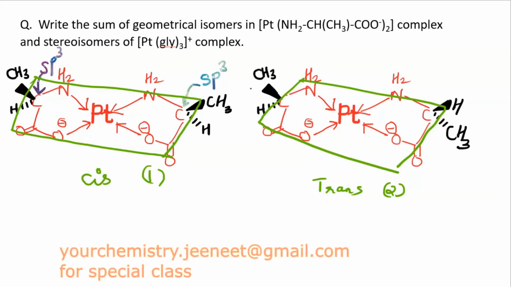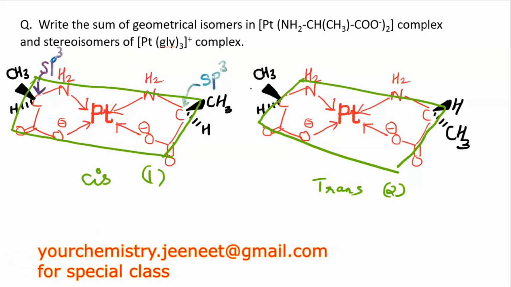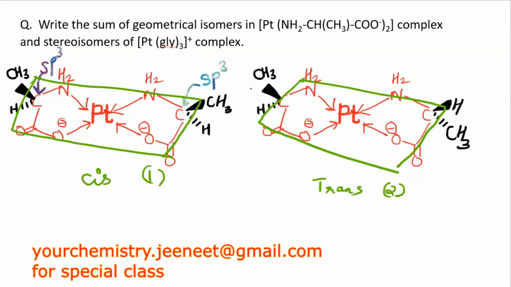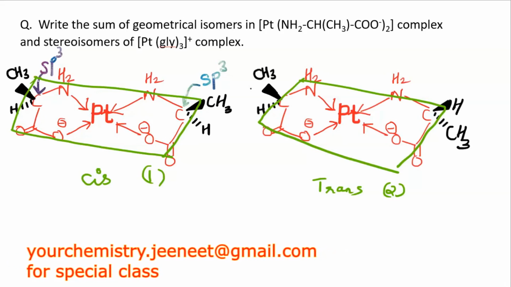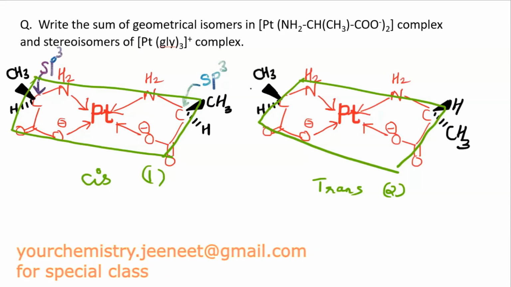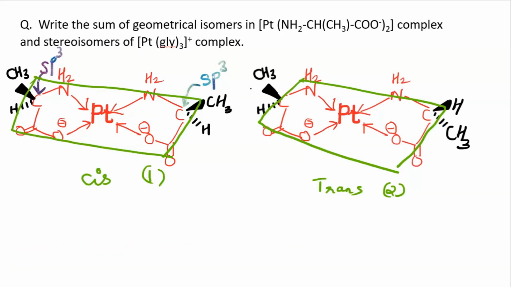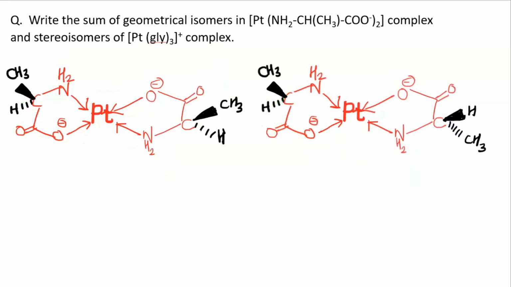Any doubt? Now what will be the next structure we can make out of this complex? Yes, we can make NH2 and NH2 opposite to each other. Here we made NH2 and O minus opposite to each other in both cases. So what will be the next possibility? We can make NH2 and NH2 180 degrees opposite to each other. So that is the next figure.